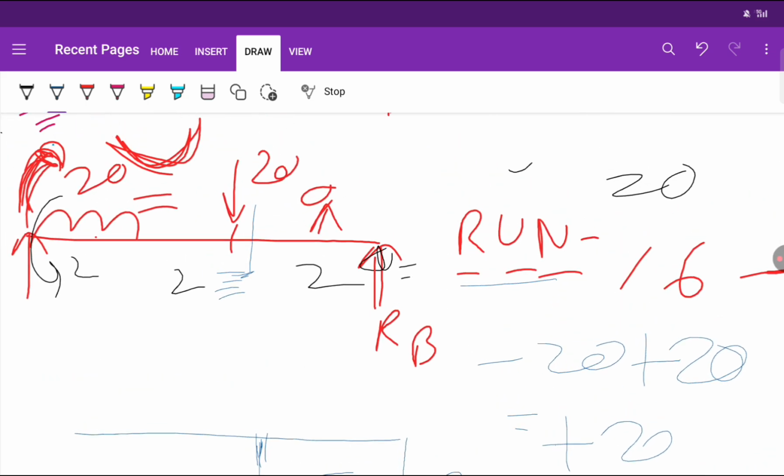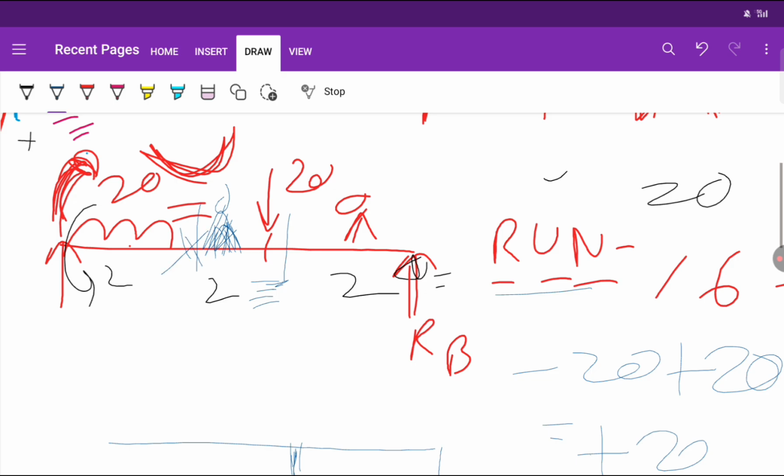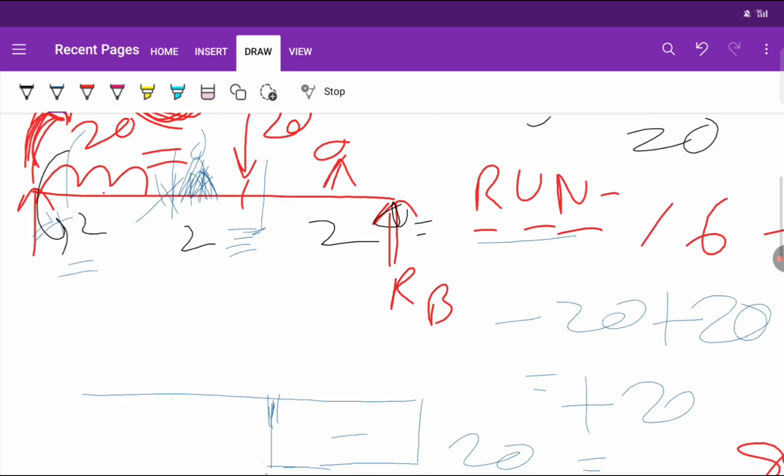Now at this point, I am here. How many mangoes are with me? 0 mangoes, okay? At this point I have 0 mangoes. At this other point I have some mangoes. How many mangoes? 20 into 2, that is our 40. So up to this point 0 mangoes, but at this point I have 40 mangoes.